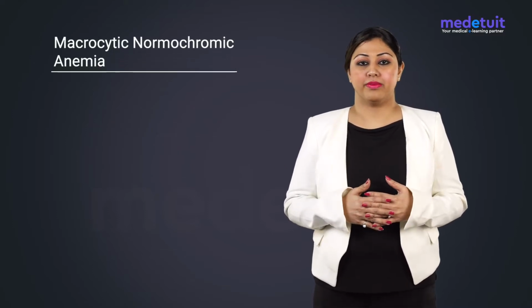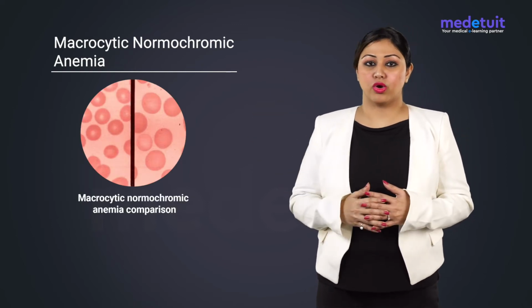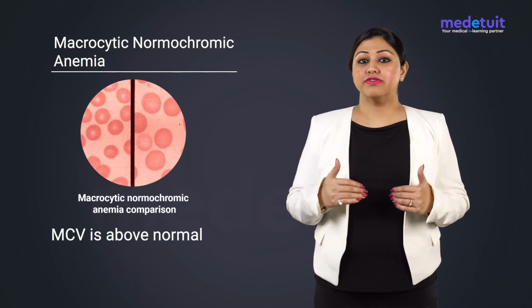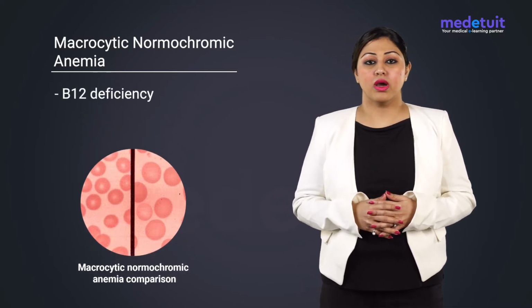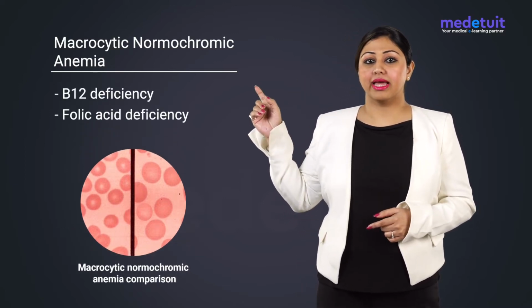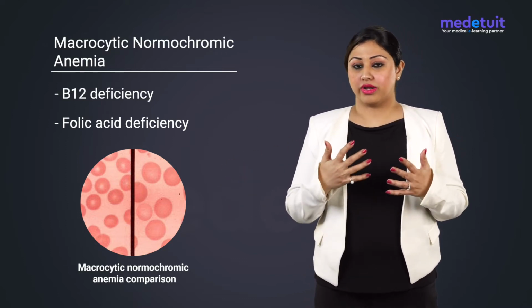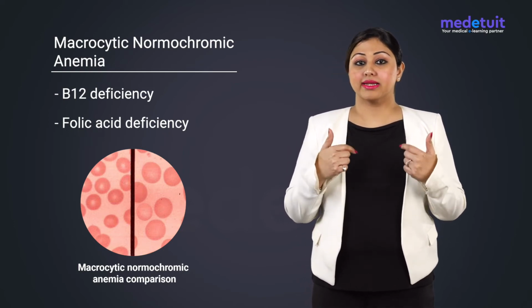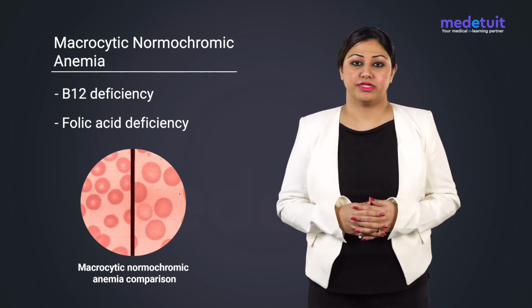And the third type is the macrocytic normochromic anemia. So have a look at the slide. On the left side you can see a normal blood picture with a normal RBC, and on the right side you are seeing macrocytes, and the MCV value here is above normal. And this is seen in conditions like vitamin B12 deficiency and folic acid deficiency. These conditions you will constantly see in your regular practice. So whenever you see that the MCV value is above normal, it should quickly click that it could either be a vitamin B12 deficiency or a folic acid deficiency.